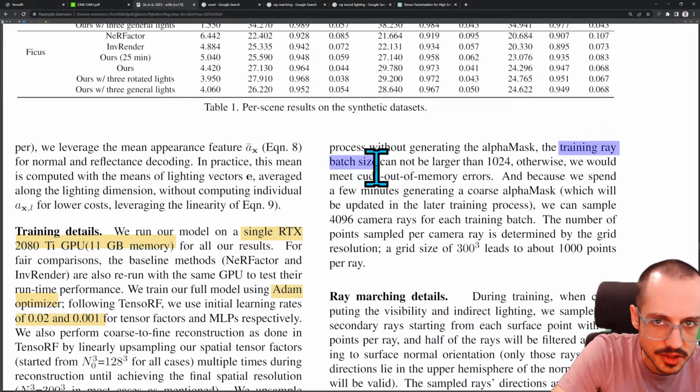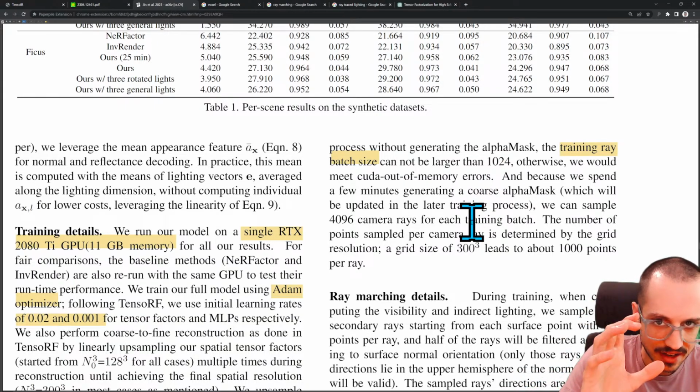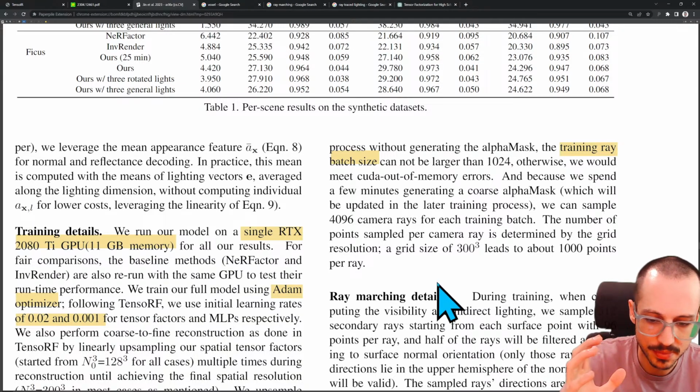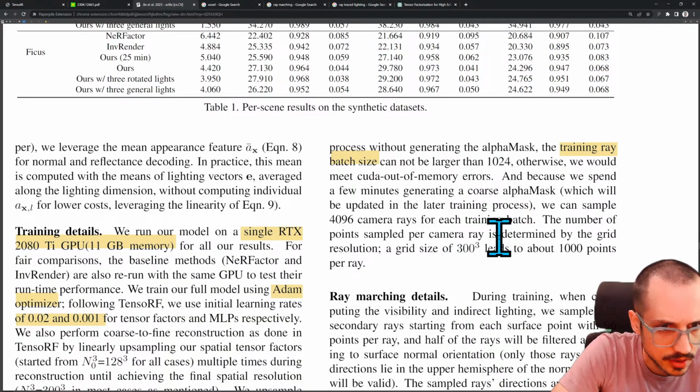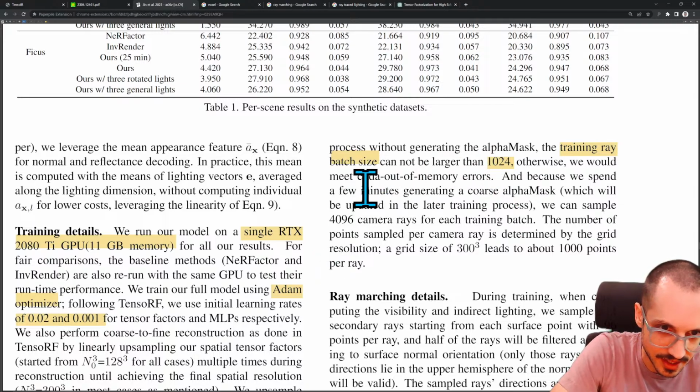The training ray batch size. So when you're training a NeRF, you're basically calculating these rays, and then you have ray bundles, sometimes they're called, but basically a batch of rays. And yeah, the size of your model plus the total amount of your rays, the size of your batch, needs to be less than the amount of memory on your GPU. So if you have 11 gigabytes of memory on an RTX 2080, they say that the maximum batch size for the number of rays is 1024.